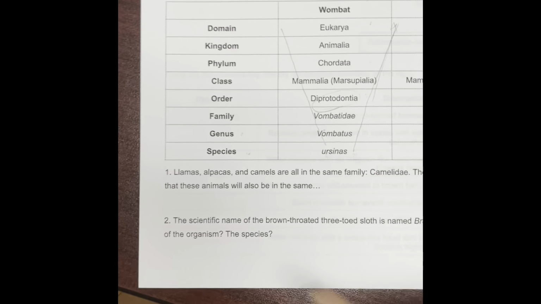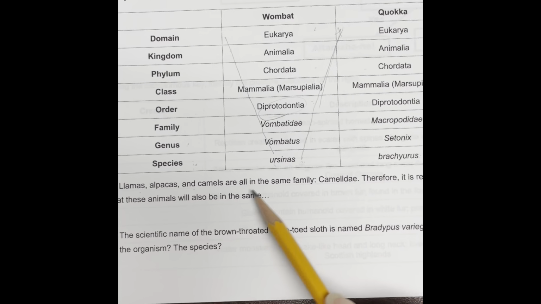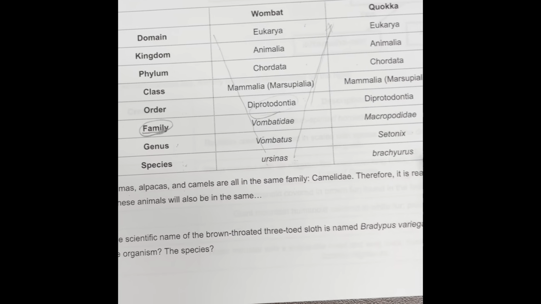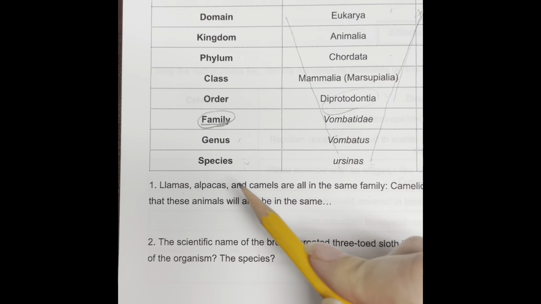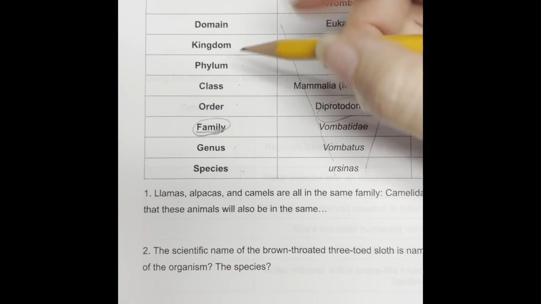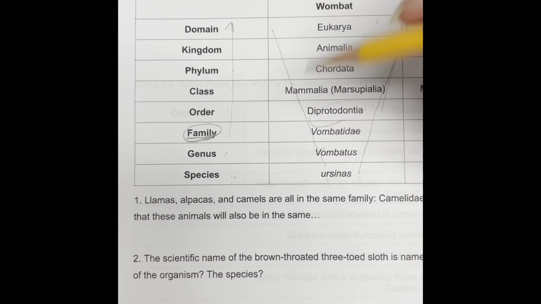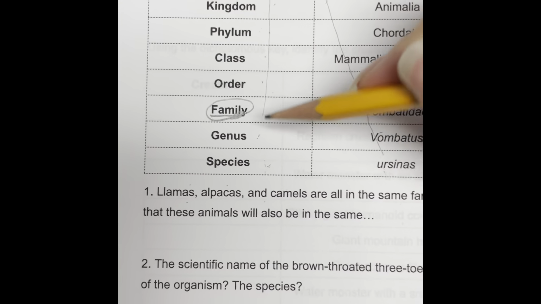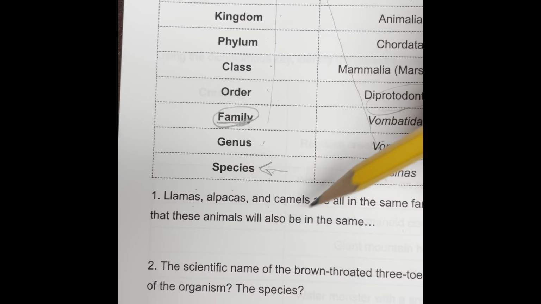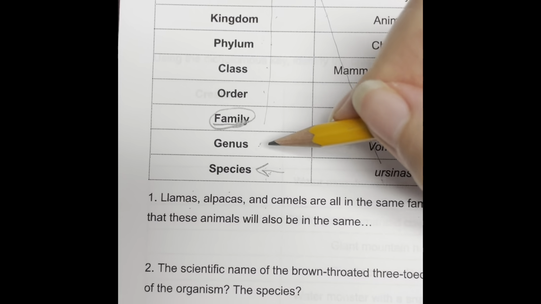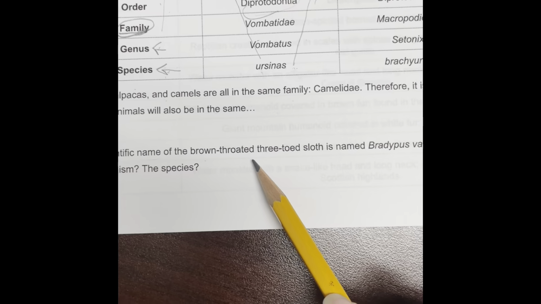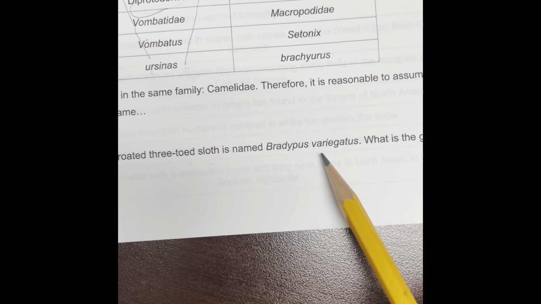So question number 1 says llamas, alpacas, and camels are in the same family. So they are all three part of the same family. That means it's reasonable to assume that they will also be in the same order, class, phylum, kingdom, and domain. All of this will be the same. But if I'm talking about llamas, alpacas, and camels, they will definitely be in different species. Without knowing anything else about llamas, alpacas, and camels, I know that they're different species and they may be in different genuses.